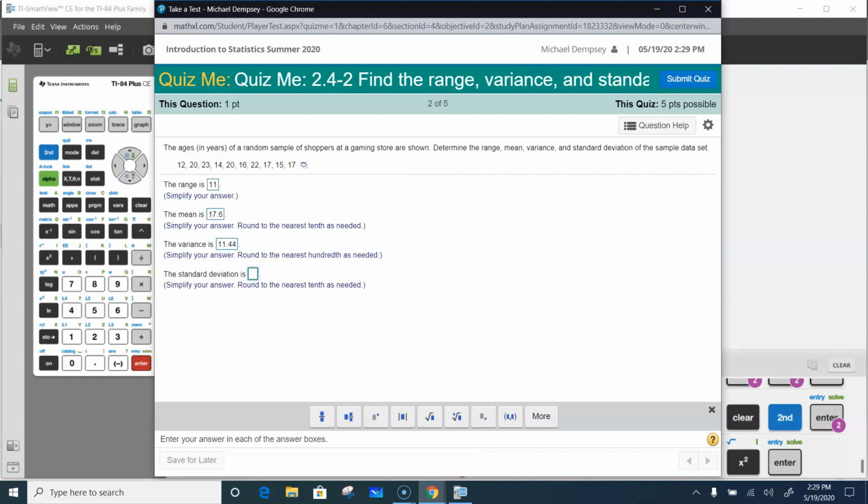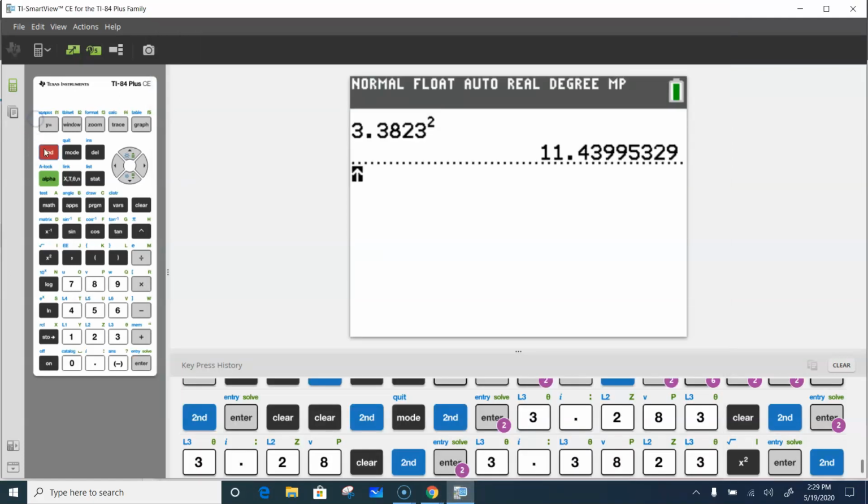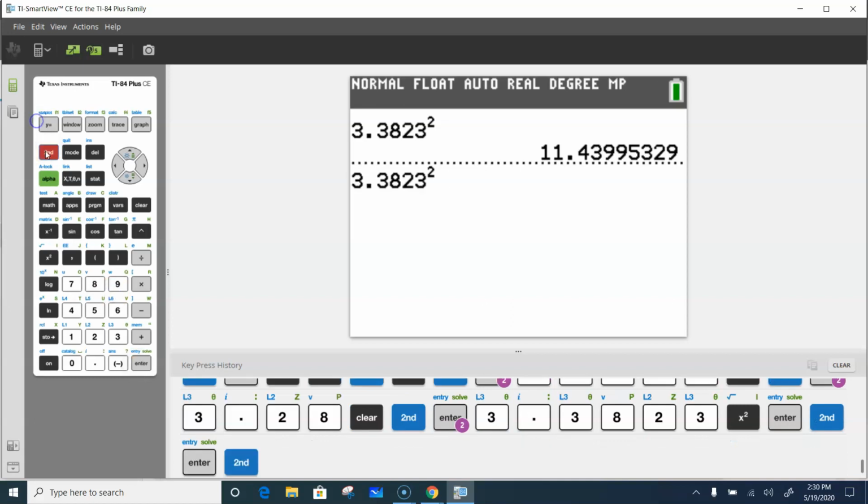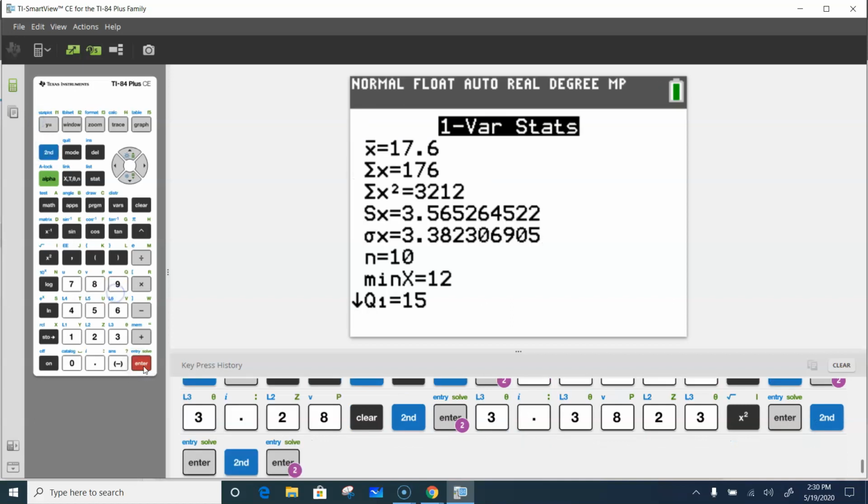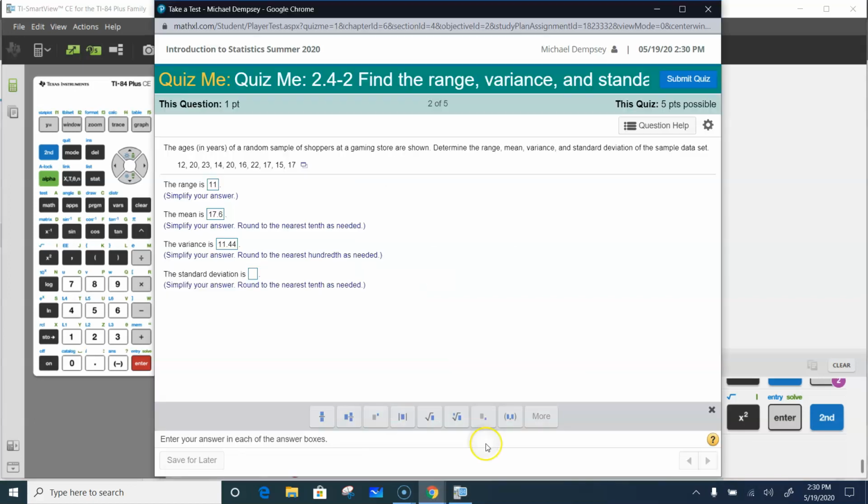And then the standard deviation. If they don't ask us for sample standard deviation, usually that's generally what we're going to use. It should be 3.6, or since we used 3.38, we'll use that for our standard deviation.